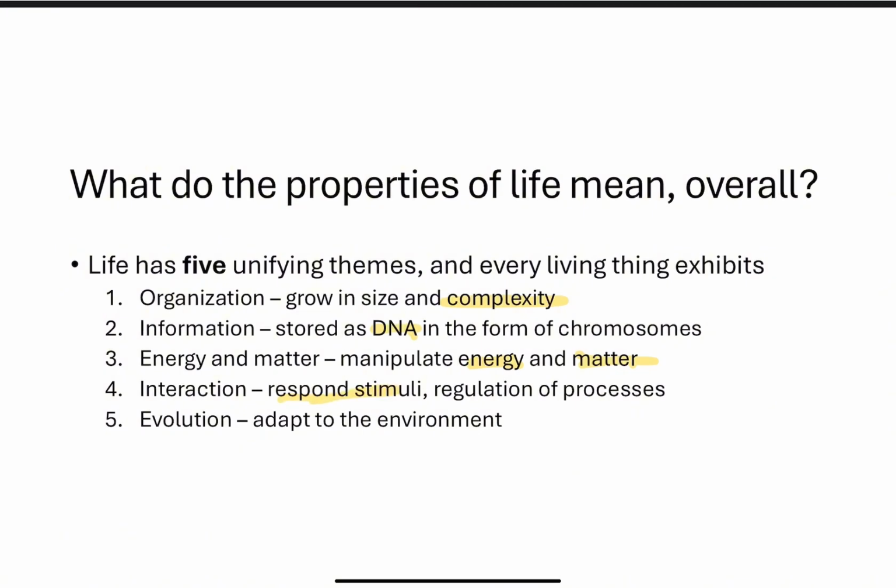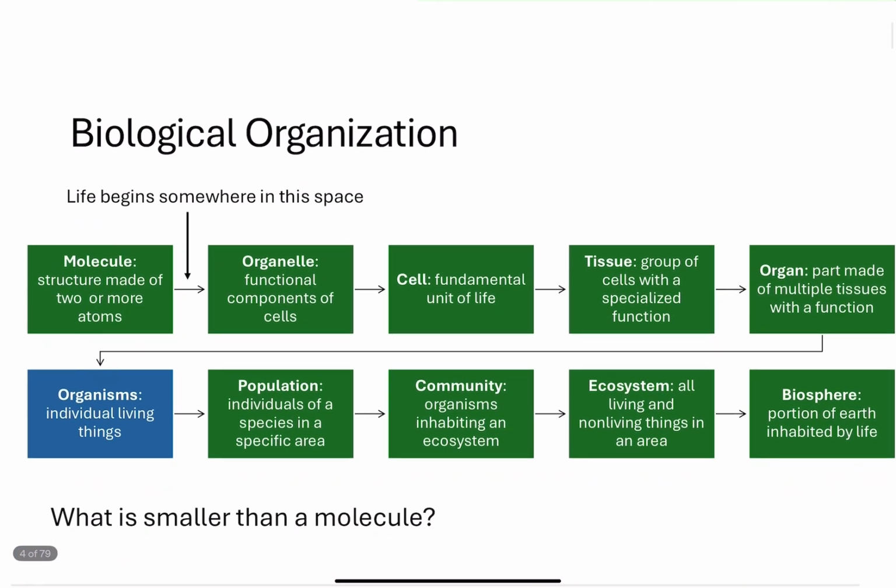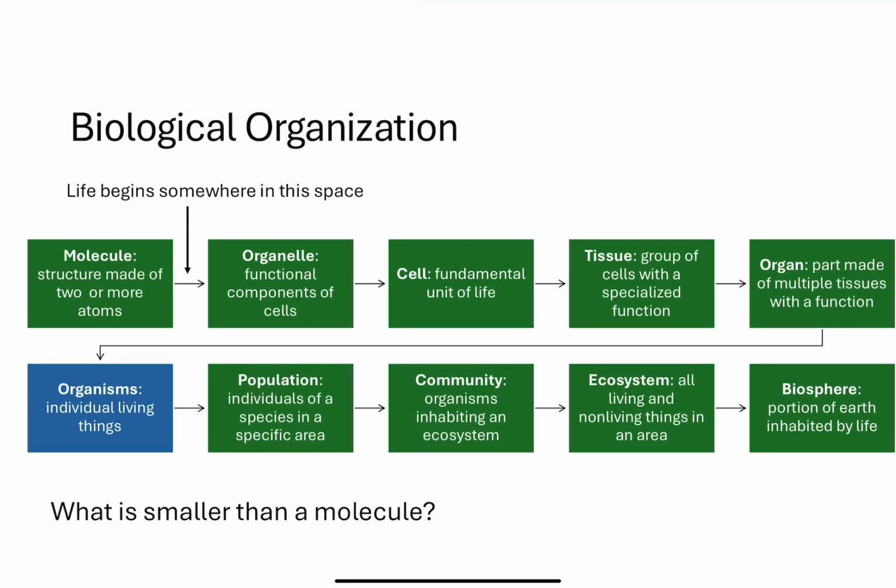And finally, we have evolution. So we know that life changes over time through natural selection. Adaptation and reproduction are the key properties here. They are the traits that help survival, that are going to be passed on and become more common in populations. So now I want to talk about the specific biological organization.